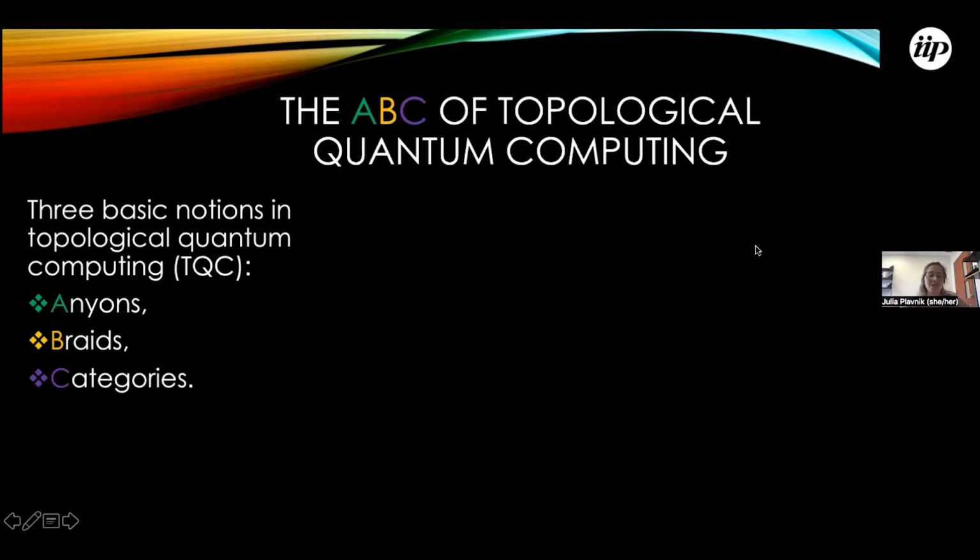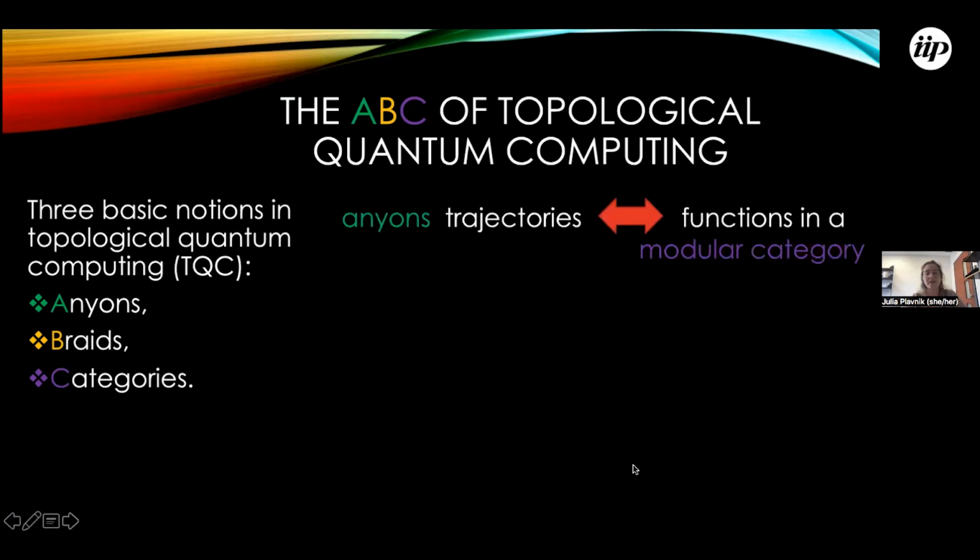So let me tell you about the ABC of topological quantum computing. Here I'm stealing this fantastic title that I love from a paper in the Bulletin of the AMS by Eric Rowell and Zhenghan Wang. The idea is that there are three basic notions in topological quantum computing. One is anyons, the other is braids, and the other is categories. So how do these notions appear? The trajectories of these quasi-particles, these anyons that we will have in our system, are described by functions or arrows in a certain modular category.